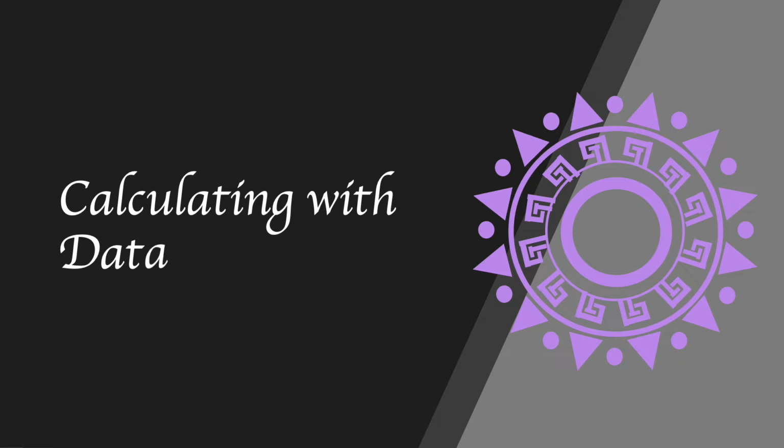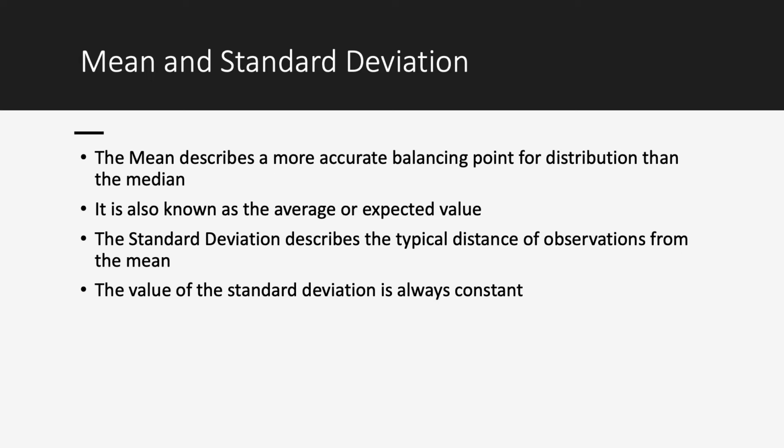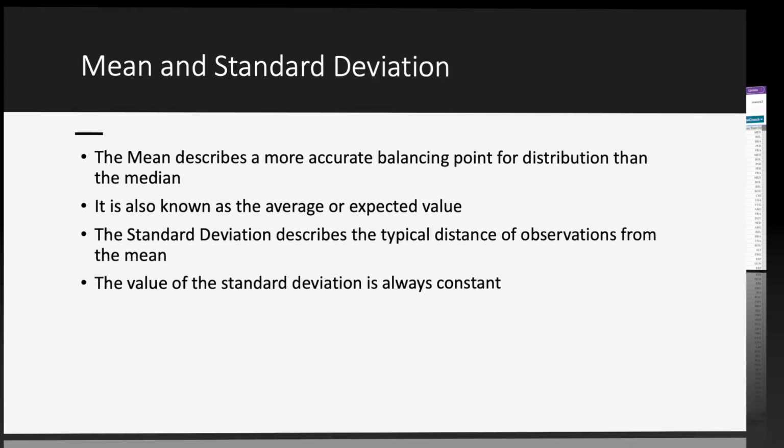Mean and standard deviation. The mean describes a more accurate balancing point for a distribution than the median. It's also known as the average or expected value. The standard deviation describes the typical distance of observations from the mean. The value of the standard deviation is always constant.